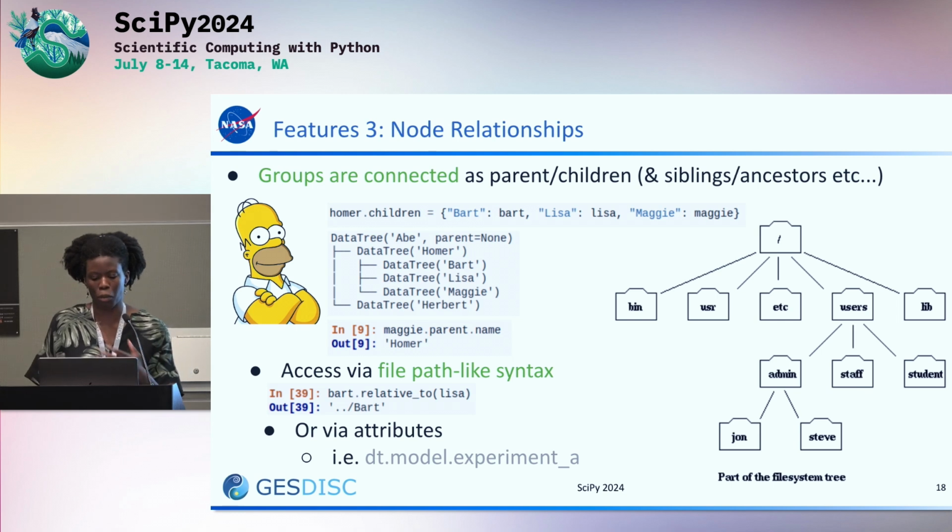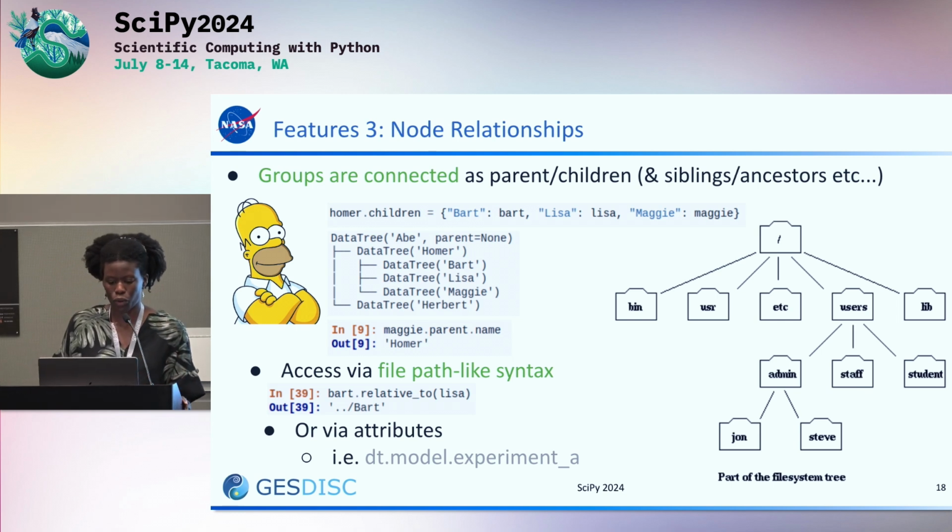So if you have a data tree, for example, with the OCO2 tree, you call the group, and then you can actually call the variable after that. So that's a really nice feature.